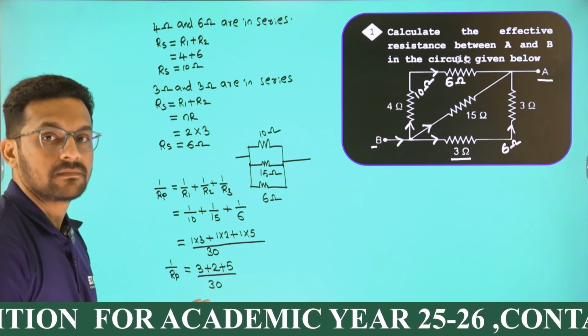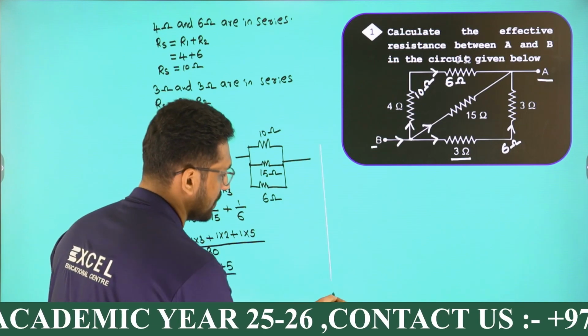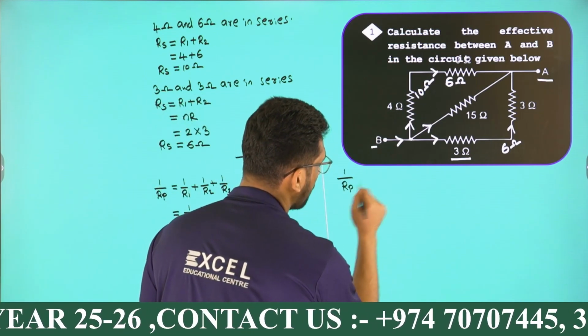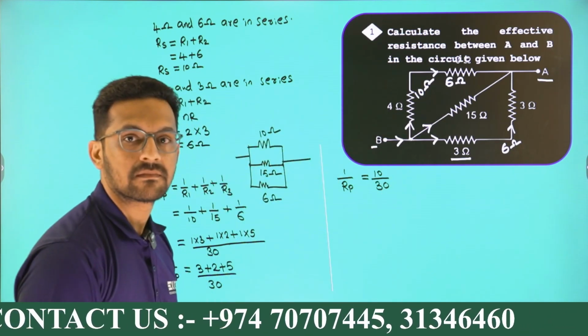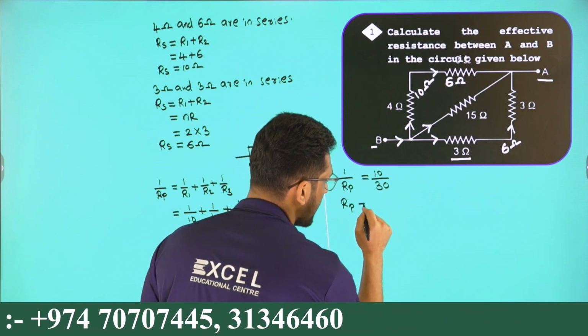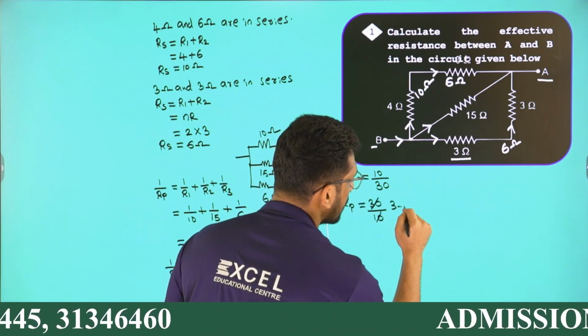10 by 30. But that is not effective resistance. That is only 1 by RP. 1 by RP is 10 by 30. How to get RP? Take the reciprocal. RP is equal to 30 by 10. What is that? 3 ohm.